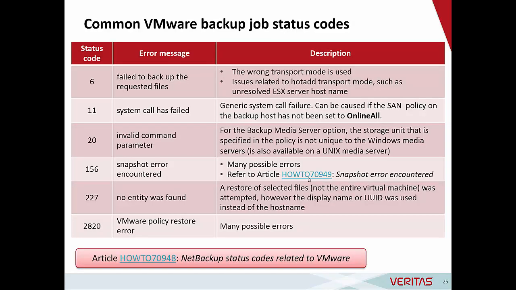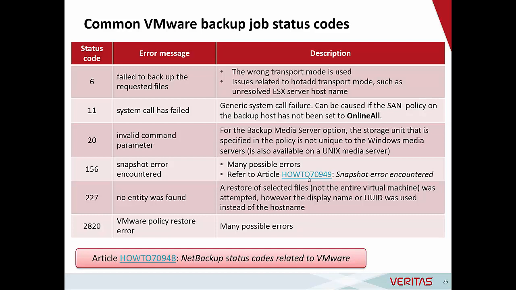Here's some examples of common VMware backup status codes. The status code 6 is a failure to back up the requested files and is usually associated with a problem with the transport mechanism. Either I specified an invalid transport mode, or I was trying to use the hot add method with a virtual media server, and we encountered hot add issues.